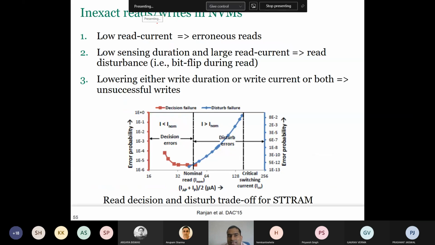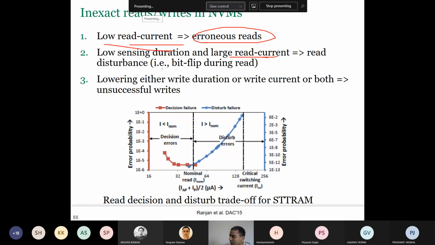Okay. Now this is in non-volatile memory. Some of you may not know non-volatile memory. That's fine. So suppose we have any memory, right? Now to do the read or write exactly, we need a certain amount of energy. If you do not do it exactly, then that write will fail or read will fail. For example, if our read current is very low, then there are errors in the read. Or if we do not apply the sensing duration for a sufficient amount of time, or if we apply too much read, then the bit gets flipped.